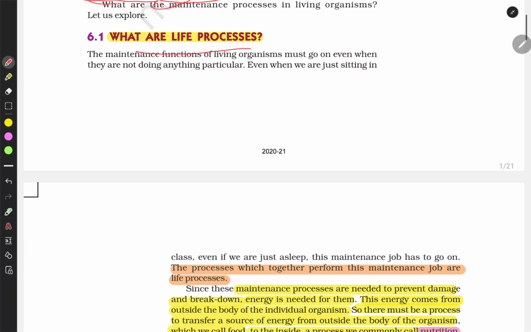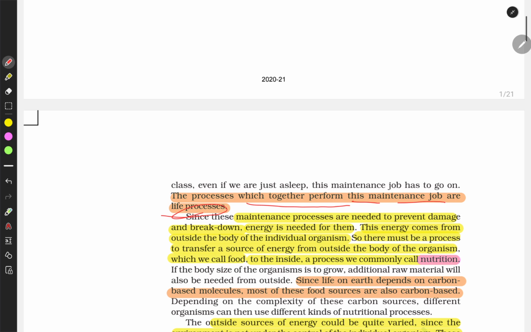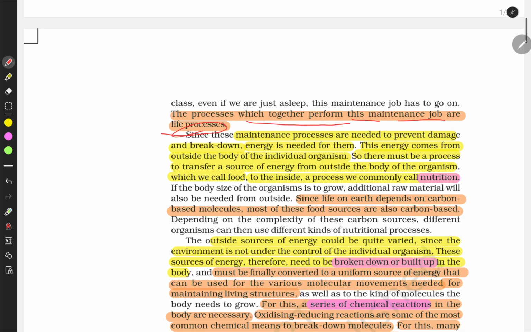What are life processes? The processes which together perform this maintenance job are called life processes. What are these maintenance processes? Maintenance processes are needed to prevent damage and breakdown. Energy is needed for them. The energy comes from outside the body of the individual organism.